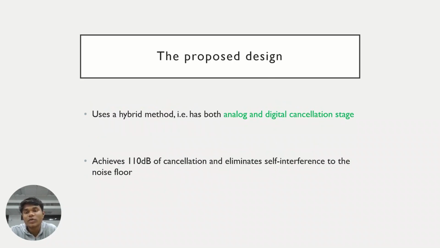Now, what is the proposed design? The design being proposed in this paper has two stages, an analog and a digital cancellation stage. Using these two stages, it is able to achieve 110 dB of cancellation and is able to eliminate the self interference down to the receiver noise floor.